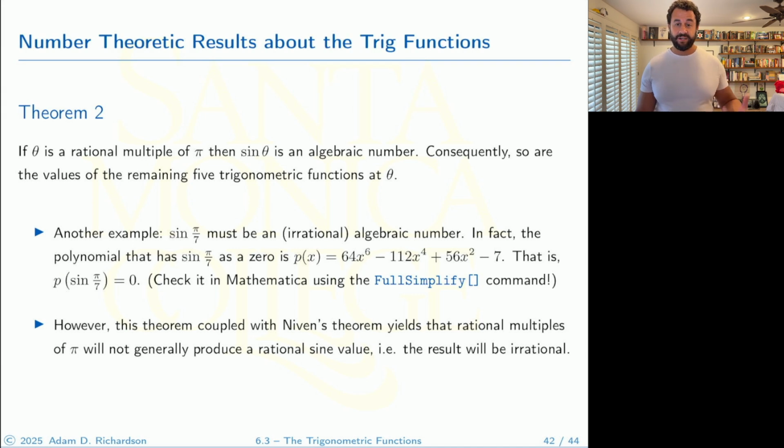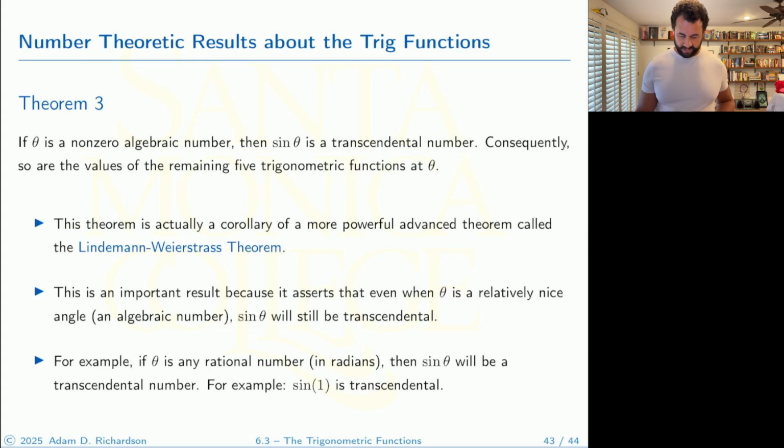So the idea here is if you pair this theorem with Niven's theorem, you're going to get that rational multiples of pi will not generally produce a rational sine value. It'll be irrational, right? So not so nice. And then there's this one. Okay, so this is kind of the big one.